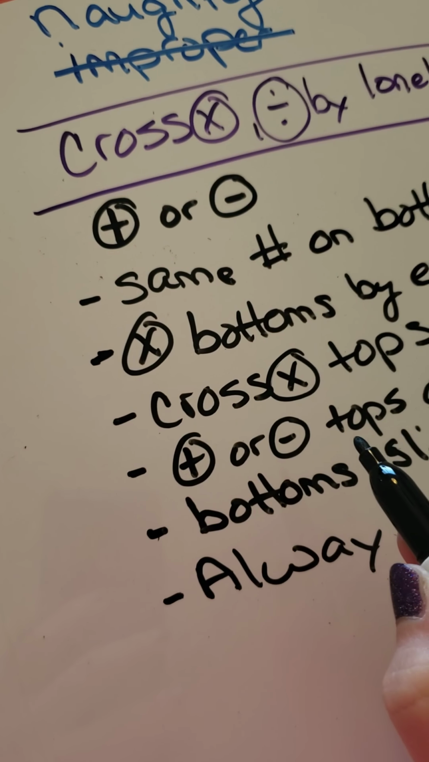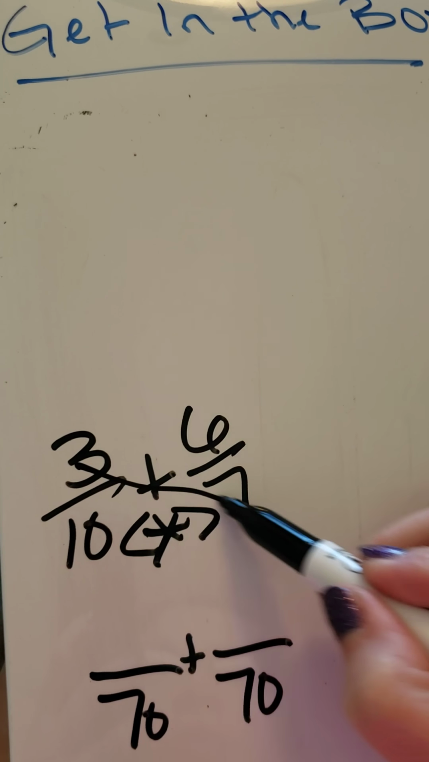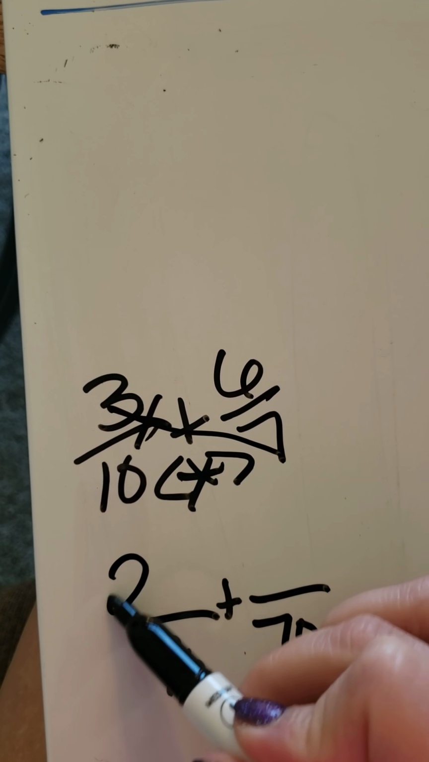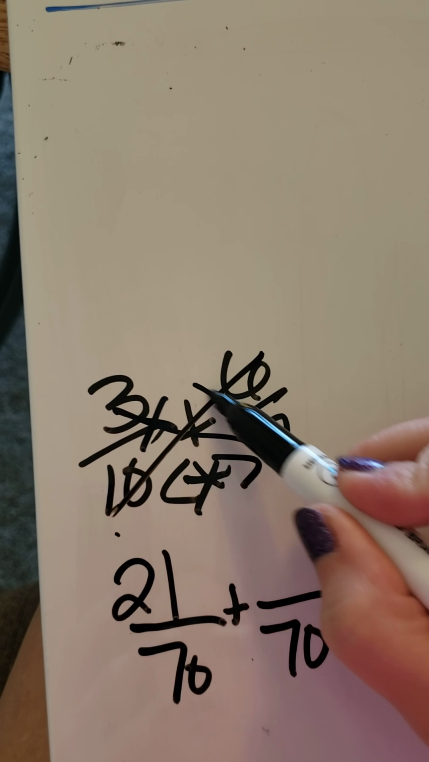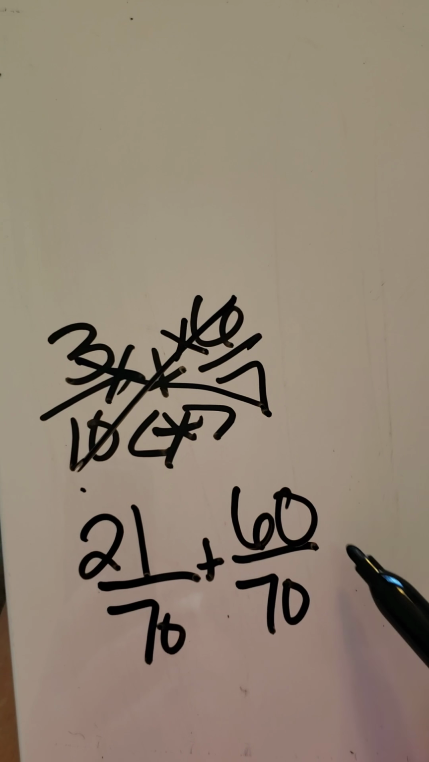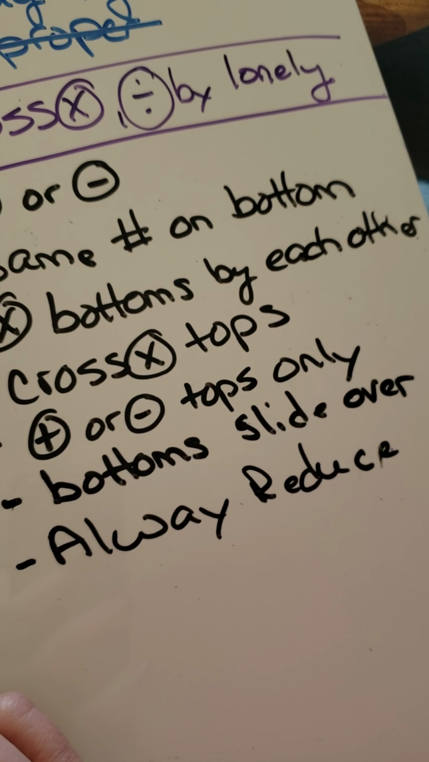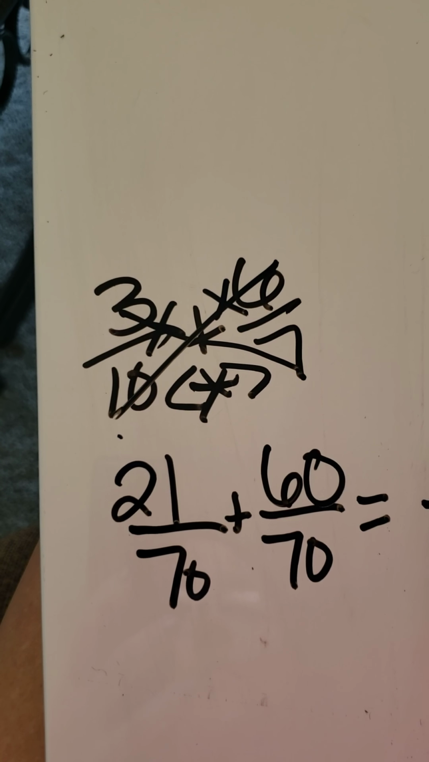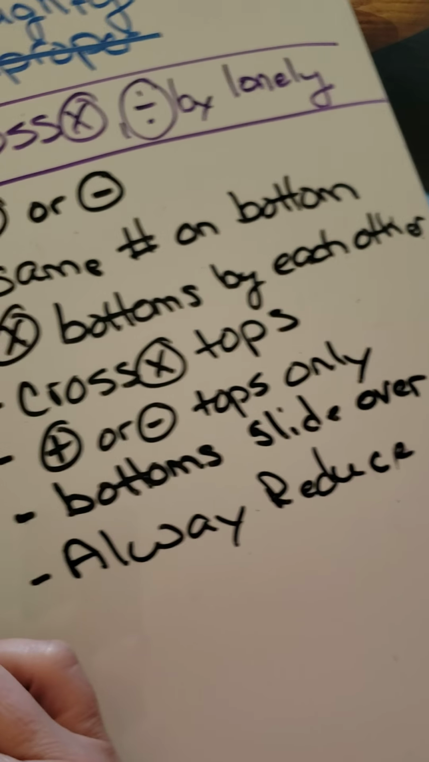Okay, next step, cross multiply the tops, because whatever I did to the bottom, I have to then do to the top. So 3 gets multiplied by the 7. 3 times 7, 21. 7 got multiplied by the 10, so must the 6. 6 times 10, 60. Next step, add or subtract tops only. Well, 21 plus 60 is 81. Next step, the bottom just slides over.